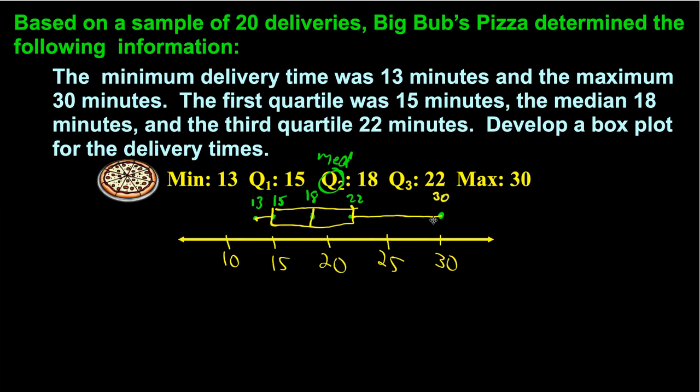And again, you can start seeing some patterns. On the low end, very compact. 25% of the deliveries are in this short low range. Up top, a little more spread out. Same 25%, same number of deliveries, 25% of 20 are going to be in this whisker over here.